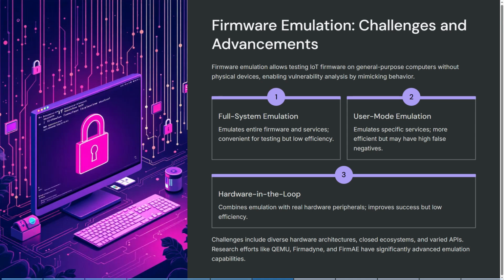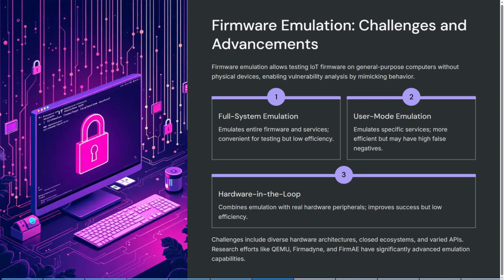In the next part, we have the firmware emulations. Firmware emulations allow us to test IoT firmwares on general purpose computers without physical devices, enabling vulnerability analysis by mimicking the behavior of them. It has three main ways of doing so, which we'll be explaining. The first way is the full system emulation. It emulates the entire firmware and services. It is convenient for testing but has low efficiency.